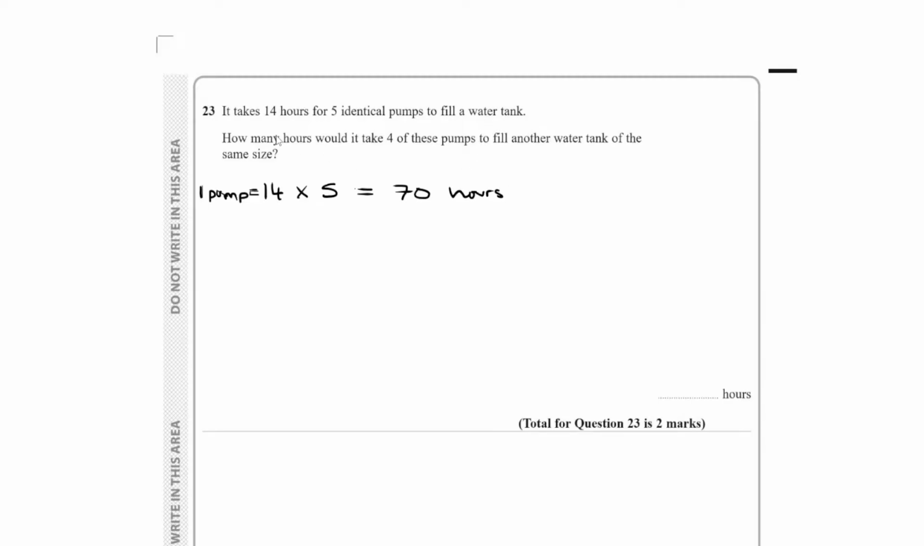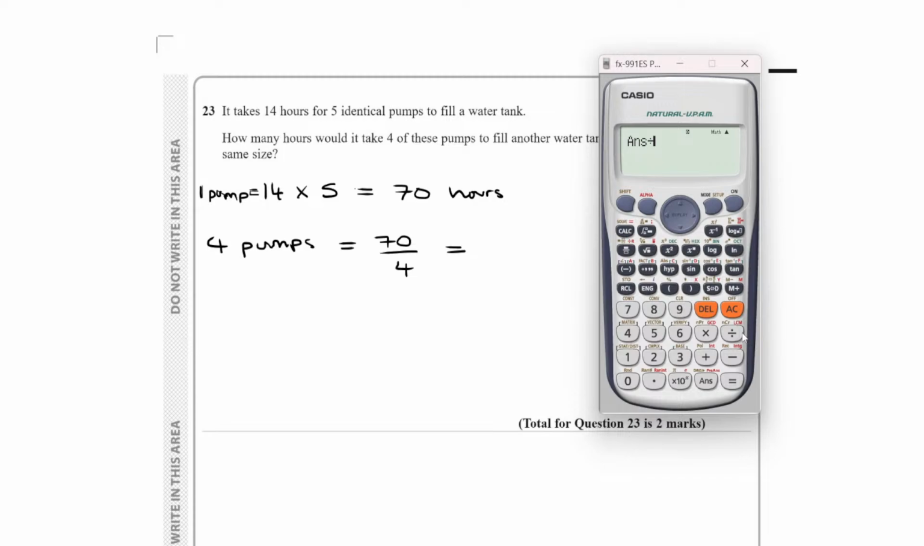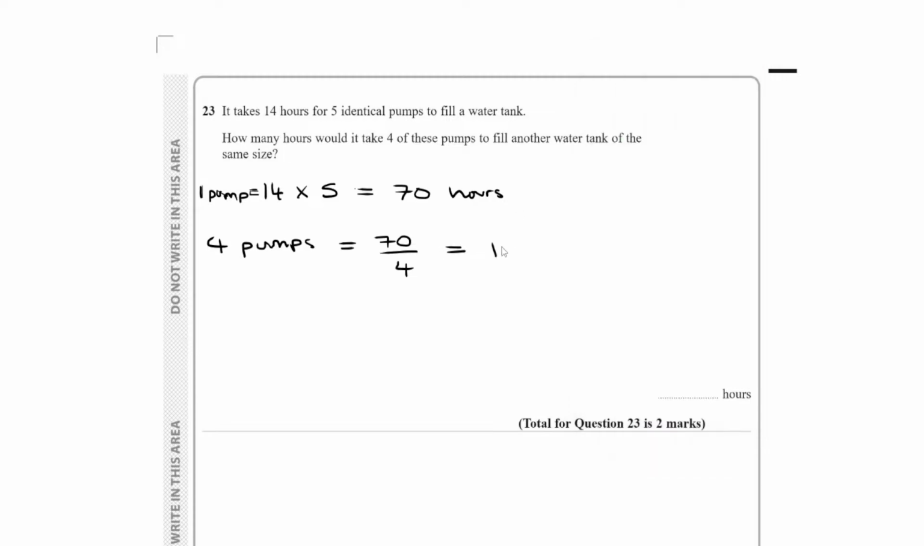water tank. But they then said, actually, I have 4 pumps. So it's going to take me 4 times less, isn't it? So now for 4 pumps, now is when I would divide the 70. So it's kind of the opposite. What you'd want to do naturally is divide and then times, but it's actually the opposite way around. So just take your answer, divide it by 4. We obviously get a decimal, 17.5 hours.